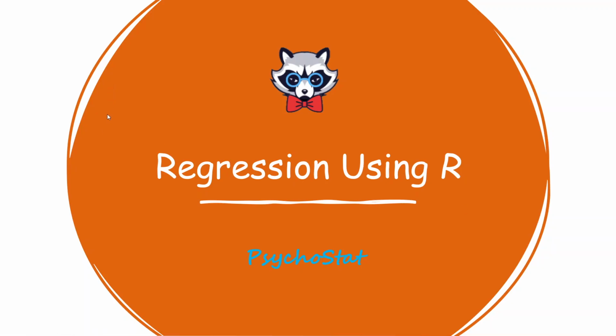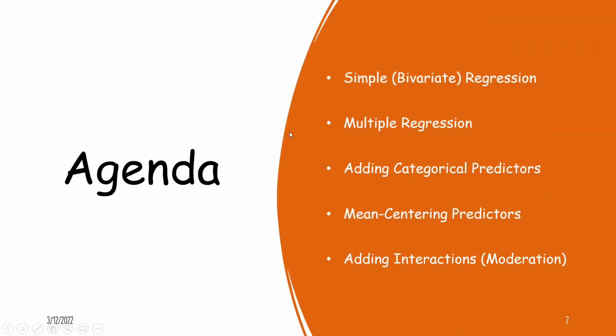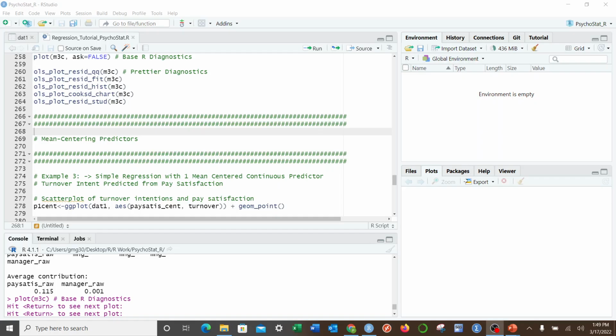This is going to be the fourth video in our Regression Using R series. So today we're going to talk about mean centering predictors and how to interpret those results. In our previous videos we covered simple regression, multiple regression, and adding categorical predictors. Again, today we'll go over mean centering predictors, and then we'll look at how to add interaction terms and run moderation analyses. So as usual, we'll start with running our code.